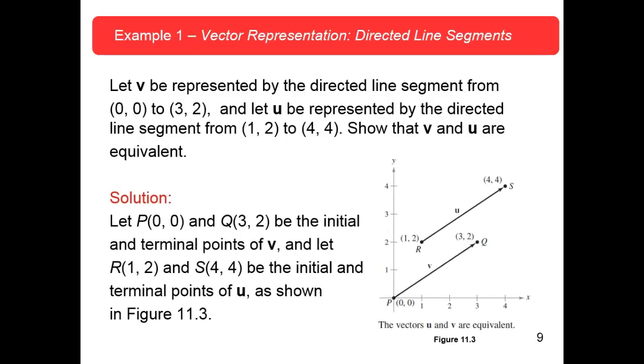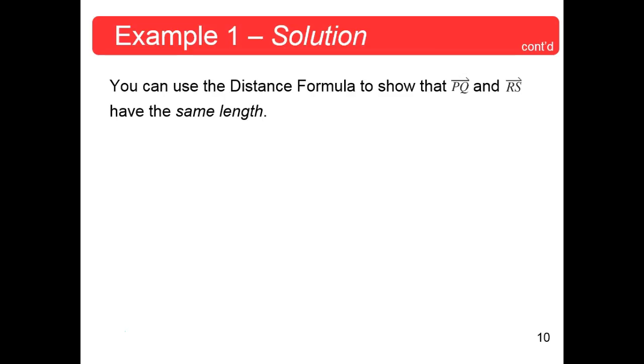Let P(0, 0) and Q(3, 2) be the initial and terminal points of V, and R(1, 2) and S(4, 4) the initial and terminal points of U, as shown here. They sure look like they're parallel. They sure look like they're about the same distance, but you have to actually use the distance formula to show that PQ and RS have the same lengths.